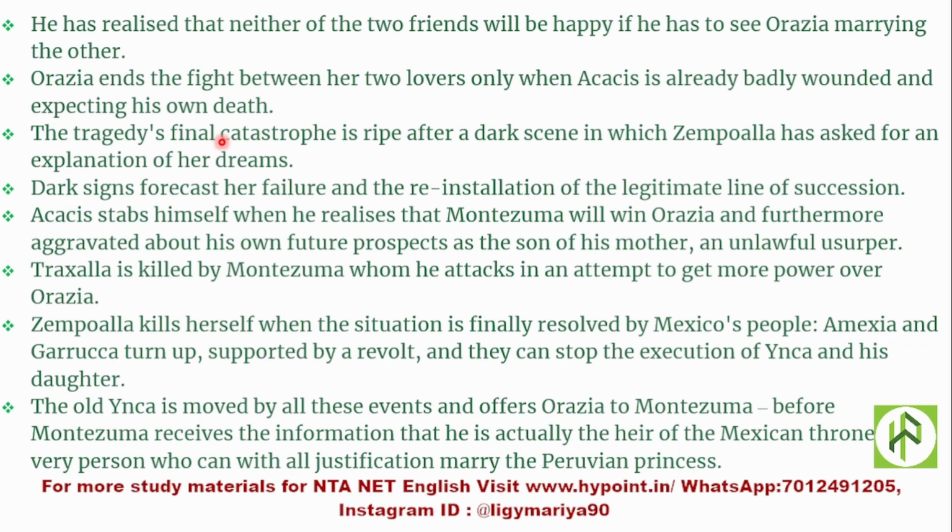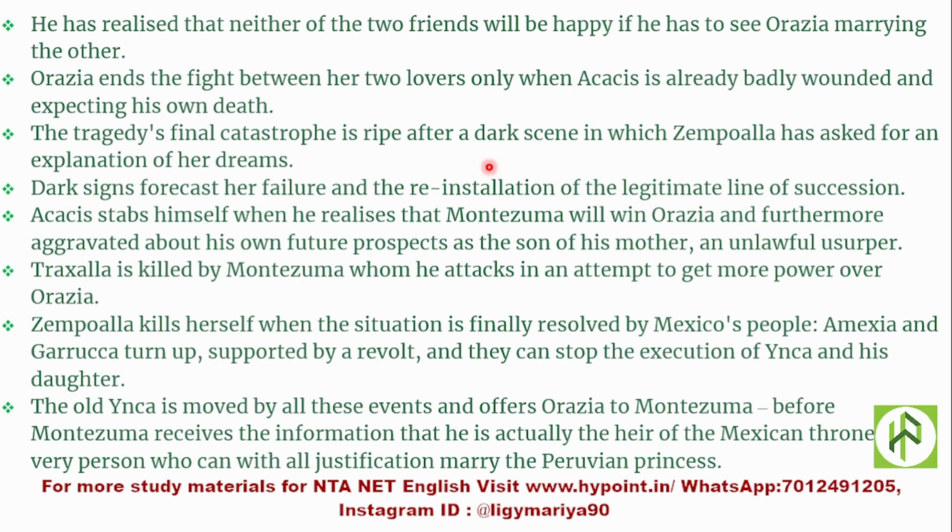Horacia ends the fight between her two lovers only when Acacius is already badly wounded and expecting his own death. So Horacia intervenes and ends the fight between her two lovers, her two desirers, when Acacius was already badly wounded and was expecting death.